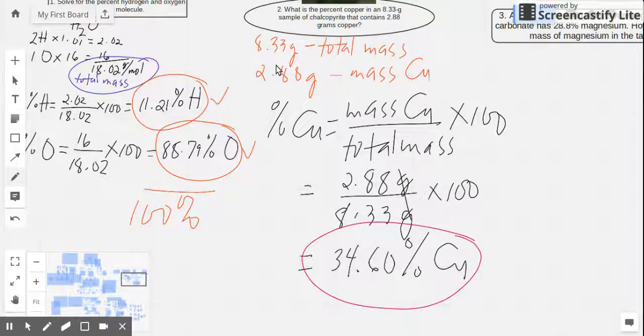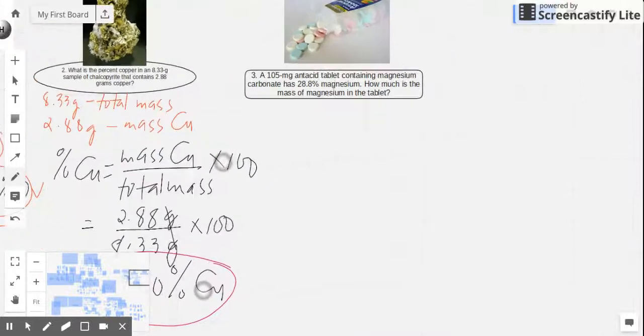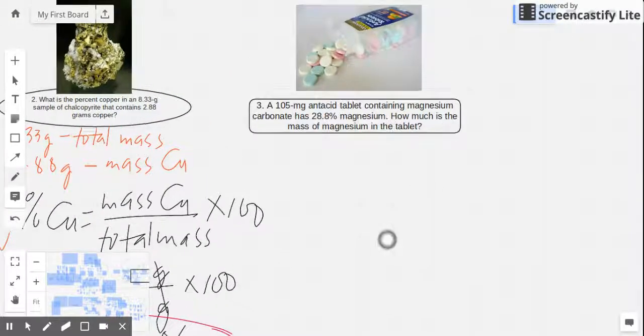So this is how you handle this if, for example, the problem will give you a sample of substances without the chemical formula. And lastly, another example is about the antacid. In this tablet shown in the picture, you have 105 milligrams as its mass. So your tablet is your sample, and it contains magnesium carbonate. But your magnesium carbonate in this tablet has 28.8% magnesium. How much is the mass of the magnesium really in your 105 milligrams tablet?